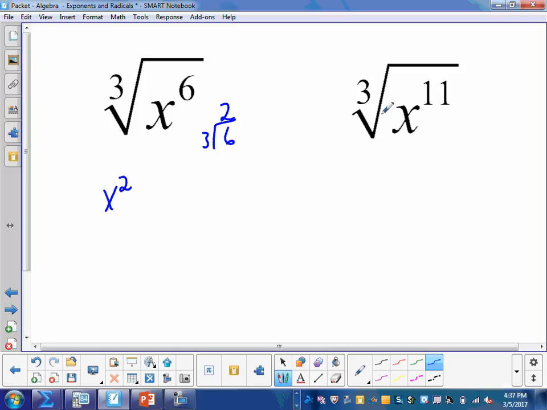Here we have the cube root of x to the 11. So we're going to take the exponent of 11 and divide 3 into it. Well, 3 goes into it 3 times with 2 left over. So that means I'm going to have x to the 3rd on the outside and x squared on the inside. And one way I check that I've done this properly is I multiply these two on the outside together. 3 times 3 is 9, and I add that 2 to get 11, and that should give me my exponent.